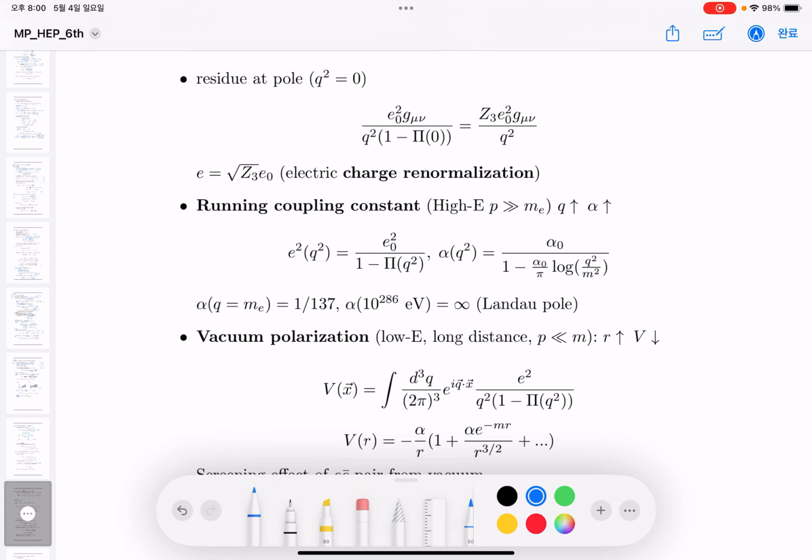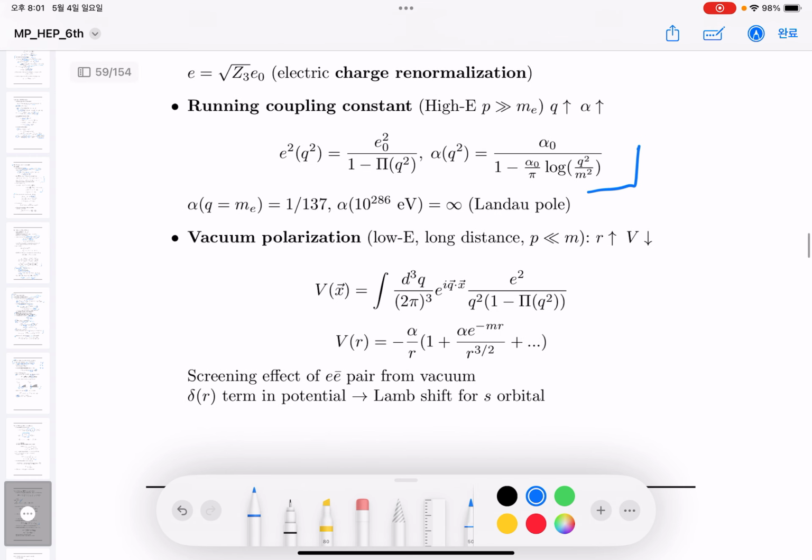And in the QED case, at high energies the coupling becomes strong, and in terms of the fine structure constant alpha, this can be represented in the following form. So at some specific energy scale, the coupling constant goes to infinity. This is called the Landau pole.